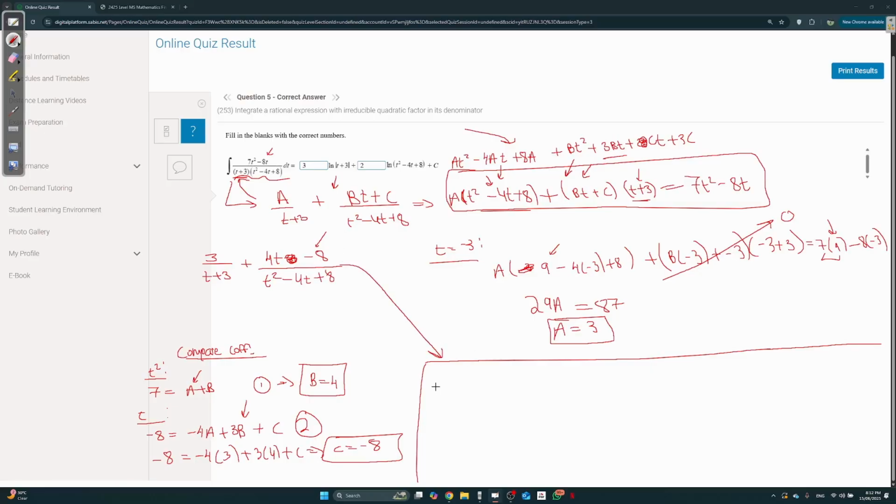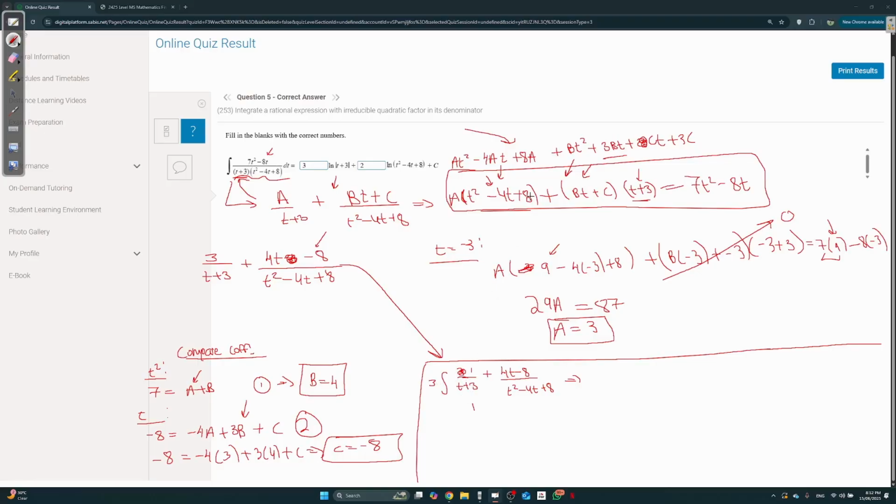Now, let's integrate. So integral 3 over t plus 3 plus 4t minus 8 over t squared minus 4t plus 8. Over here, the first integral is very easy. Whenever you see an integral like this, look at the bottom one and derive it. Try deriving it. What do you get? You get 1. But oh, you have 3 at the top. So we move the 3 to the side, we take it out, and it becomes 1 over t plus 3.